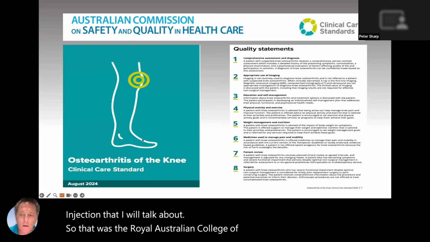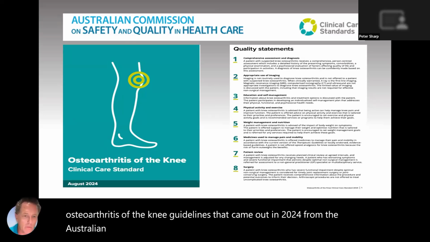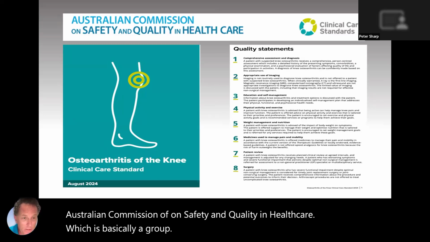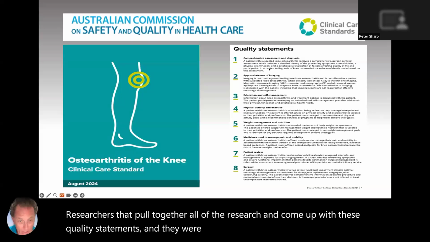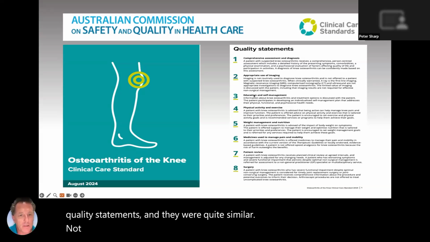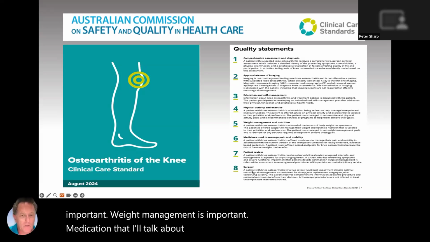These are the osteoarthritis of the knee guidelines that came out in 2024 from the Australian Commission on Safety and Quality in Healthcare, which is basically a group of researchers that pull together all of the research and come up with these quality statements. And they were quite similar: imaging is not routinely needed, education is important, physical activity is important, weight management is important, medication that I'll talk about in a minute, and surgery is kind of a last resort.